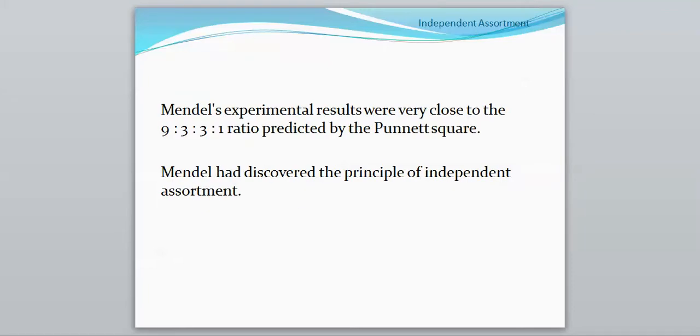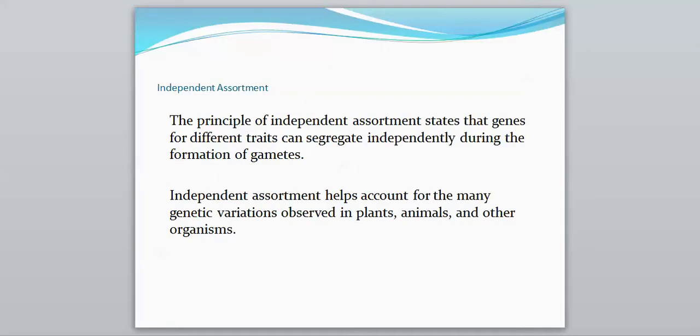And Mendel's experimental results were very close to the 9:3:3:1 ratio predicted by the Punnett square, and therefore he had discovered the principle of independent assortment. So Mendel, he discovered a lot of things. He had independent assortment, he had the dominant versus recessive. So we're going to break down everything that he did. Oh, no, we'll get there in a second.